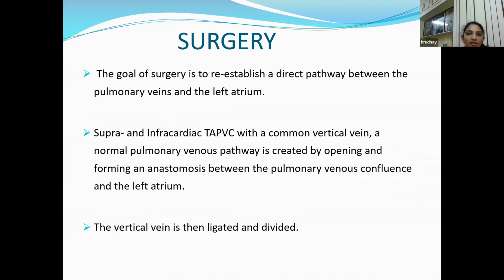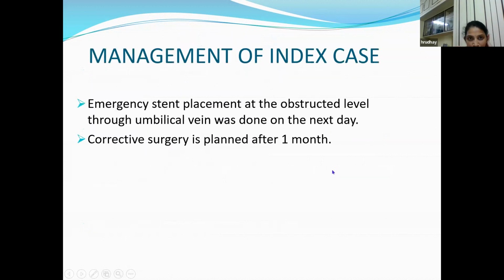Then comes the actual surgery. The goal of surgery is to re-establish a direct pathway between the pulmonary veins and the left atrium, in supra- and infracardiac TAPVC with a common vertical vein. A normal pulmonary venous pathway is created artificially, and this opening is anastomosed with the left atrium. The vertical vein is then ligated and divided. So ultimately they make a chamber-like pulmonary venous pathway, which is then connected directly to the left atrium.